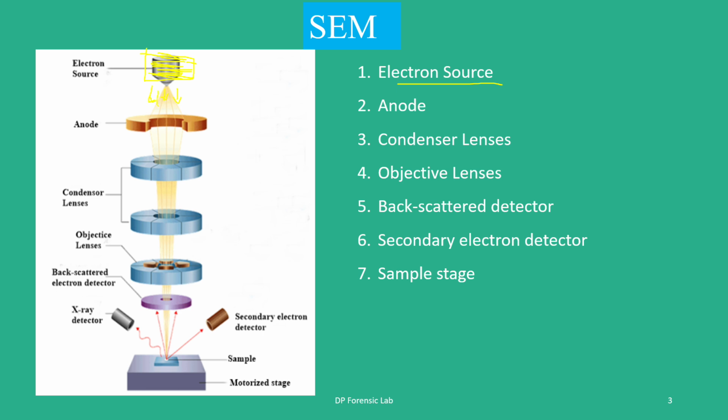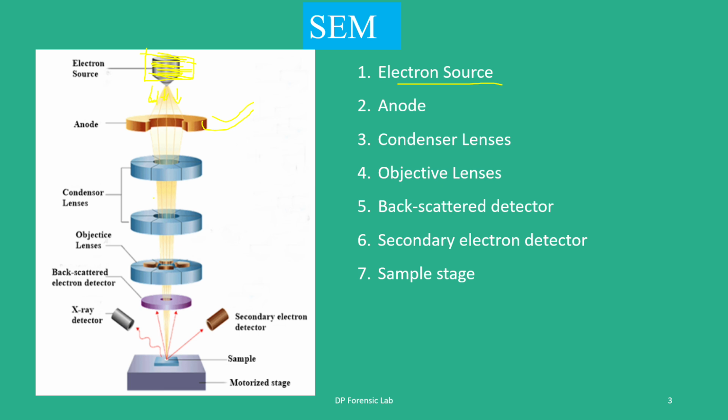For increasing the energy of this electron, as per our requirement, there is an anode. This anode accelerates the electrons. So the electrons gain sufficient energy, which we require. Suppose the energy is very low when it falls on the sample, the X-ray will not be generated. Some essential energy, a threshold energy, is required.